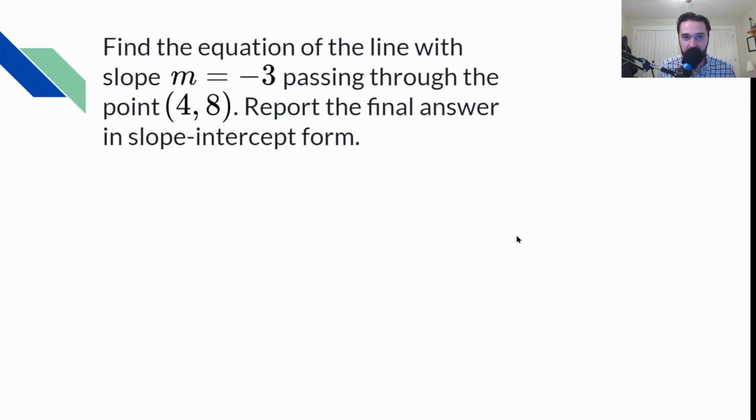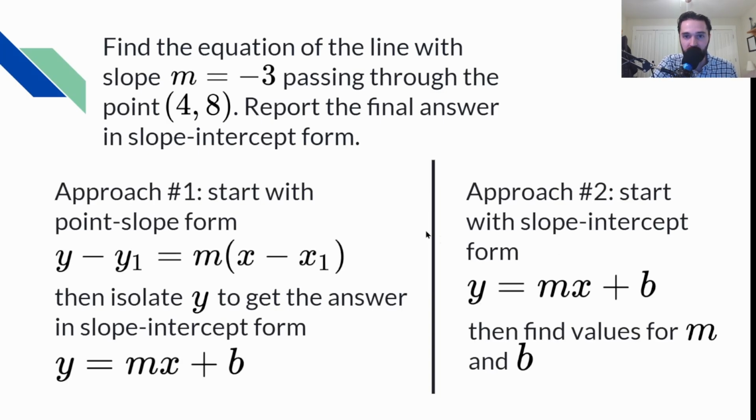Here we're asked to find the equation of the line with slope m equals -3 passing through the point (4, 8). All right, and we're also asked to report the final answer in slope-intercept form. Okay, there are 2 approaches to this that I want to talk about. All right, in the past, my students have seemed to prefer approach number 1. All right. Me personally, the way I was taught to do this, that's approach number 2. That's the approach I like more. But I'll show you both of them, and then you can decide which approach you like more.